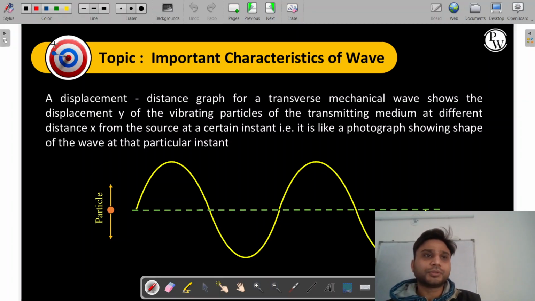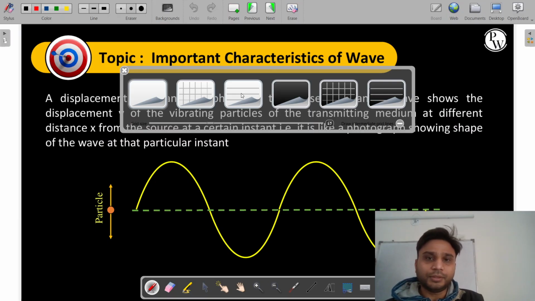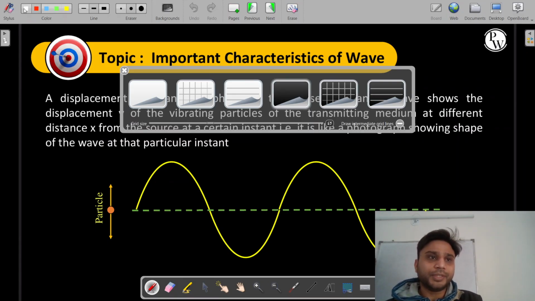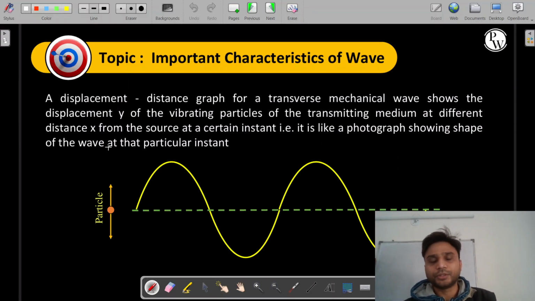So we want to discuss in this one the chapter of waves. Waves is a chapter which entails a lot of concepts. So let us look at this slide. What are the important characteristics of a wave?